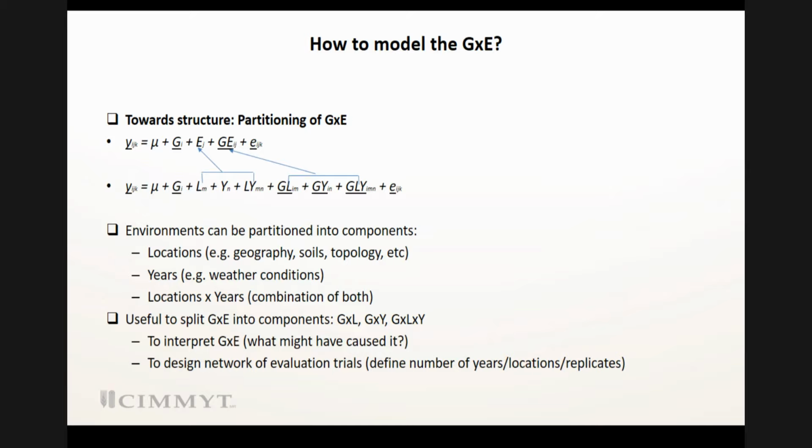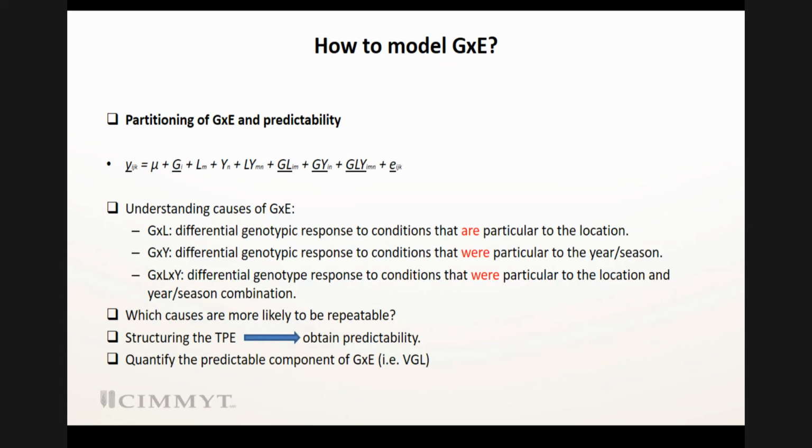So environments can be partitioned into that, and the G/E components into that, to interpret the G/E, what has caused it, and then we define the number of years, the number of locations. Remember, in the first part, that's one of the things we are trying to do, define the number of locations which are suitable for us to proceed with these trials. How to model the G/E analysis, and how to do our predictions. So this is going to be helpful.